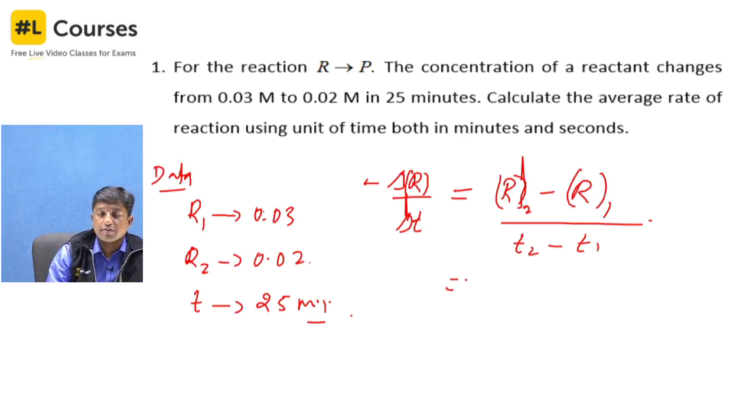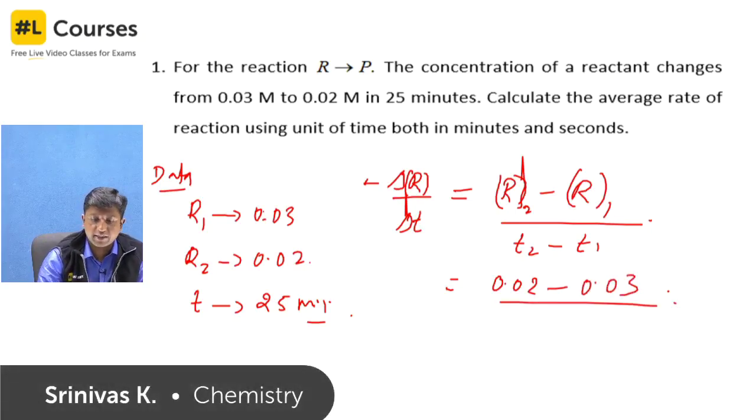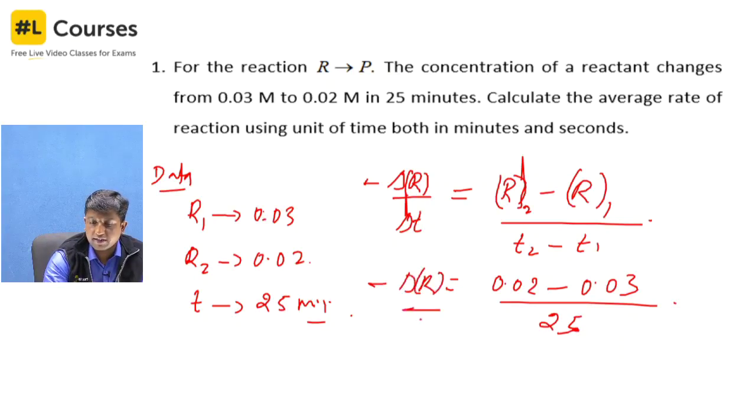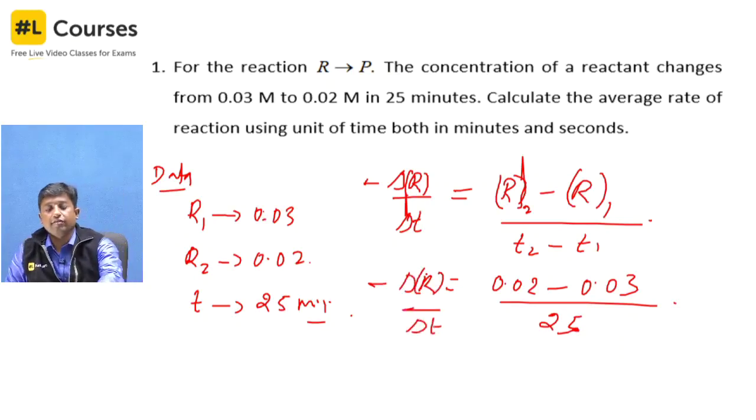So the initial concentration of the reactant is 0.03 molar. The concentration of the reactant at a time interval of 25 minutes is 0.02 molar. So R2 is 0.02 molar minus R1, the initial concentration, that is 0.03, divided by the time interval. So T2 is 25, T1 is 0, so we can take it as 25 minutes. Here you can see the change in the concentration of reactant, that is the rate of reaction, I can write it as minus dR by dt.